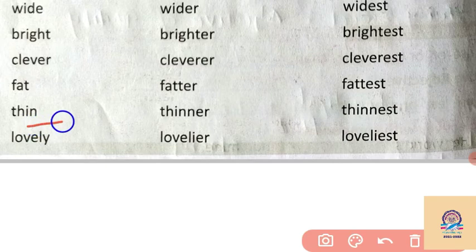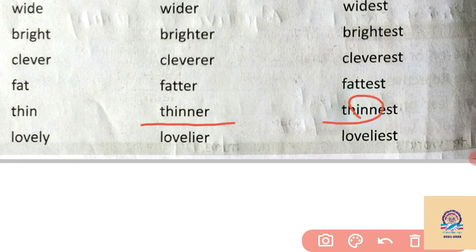Then thin, n is a consonant and i is a vowel given here, so the last consonant is n with the vowel i before n, so the last letter n is doubled for the comparative, then add er, so thin changes into thinner, and once again double n, then we have to add est for the superlative here.